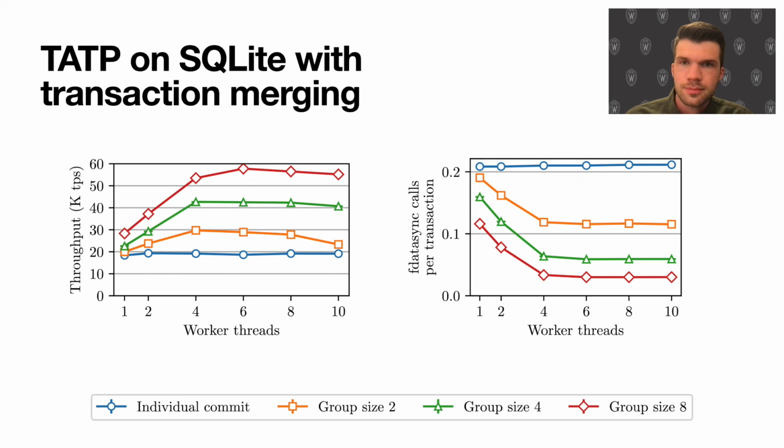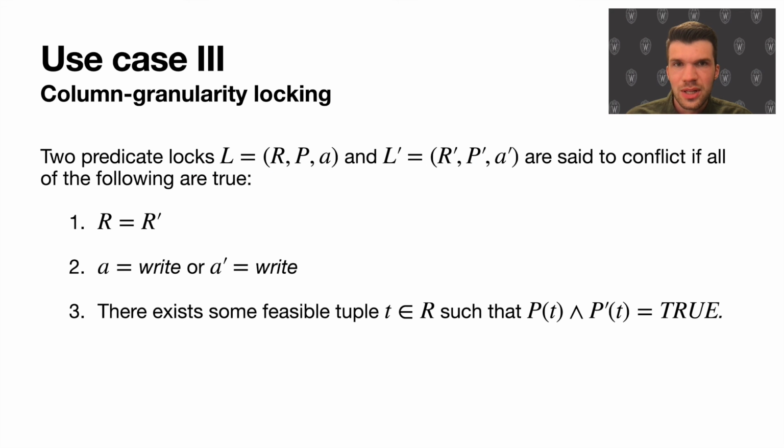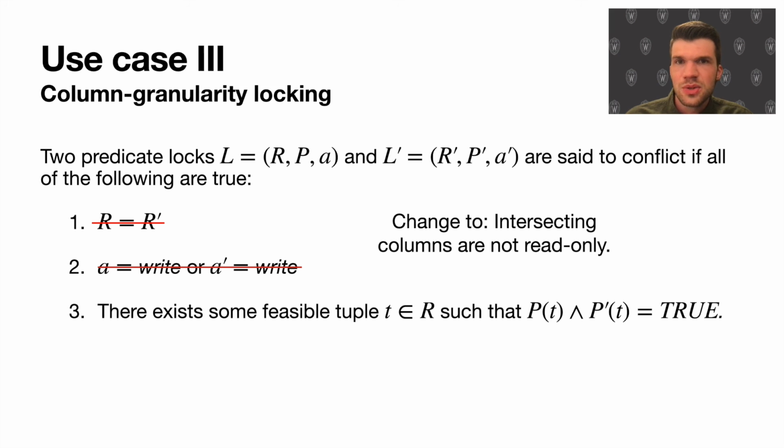Our third use case is column granularity locking. Recall that before we said 2 predicate locks conflict if they access the same relation and at least one is a write. If we modify that definition slightly to assert that 2 predicate locks conflict if their intersecting columns are not read-only, we achieve a finer granularity of locking.